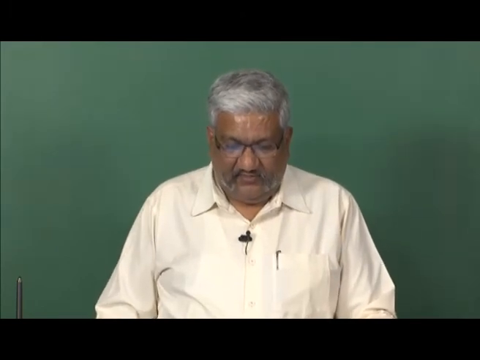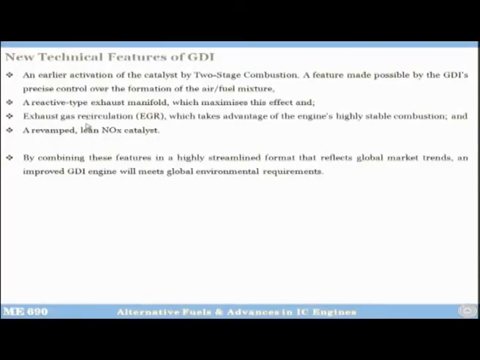So, once you reduce the velocity, there is sufficient time for the heat to get transferred from the hot exhaust gas to the substrate that you want to heat. What is that substrate? Substrate is a catalytic converter. So, this effect is actually maximized by reactive type manifold.